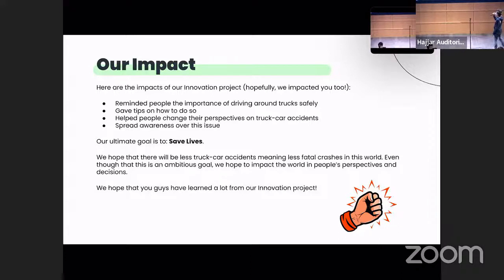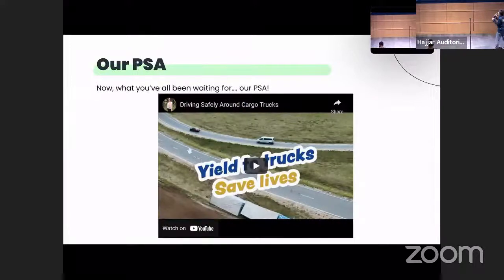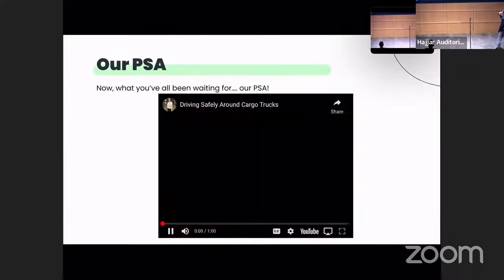Even though that is an ambitious goal, we hope that even a public service announcement can help strive to achieve this goal. And we hope that you guys learned a lot from the innovation project. So this is our public service announcement.